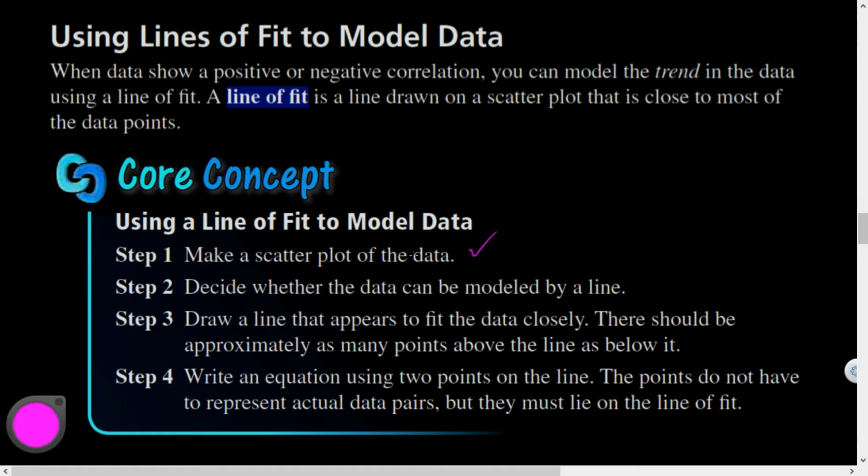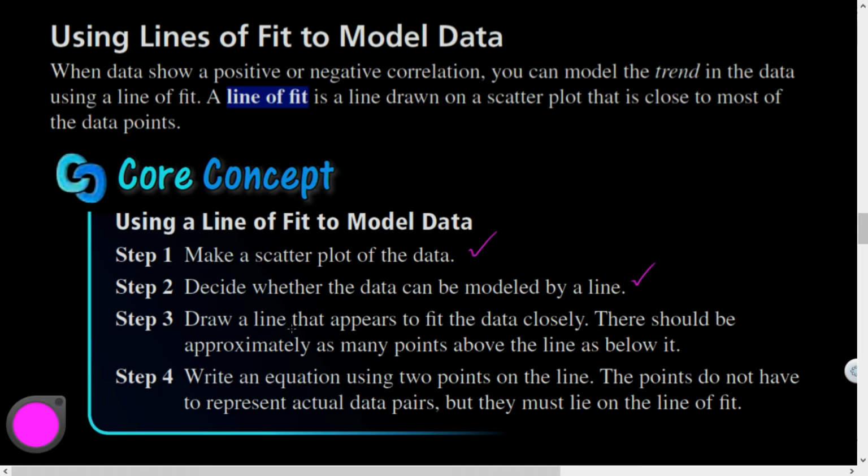All right, so using a line of fit to model data, make a scatter plot of the data. Check, we know how to do that. Decide whether the data can be modeled by a line. Right? If it's all everywhere, then it doesn't. If it's data that kind of looks like this, I'd say, well, that doesn't look like a line. That looks like I would want a curvy wave thing. And there are ways to mathematically do that.